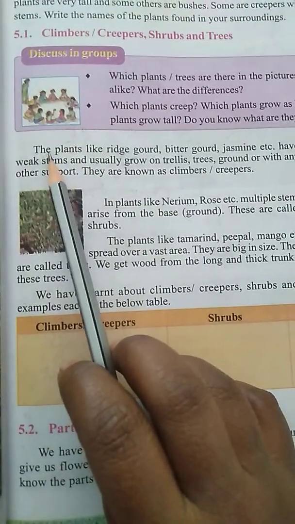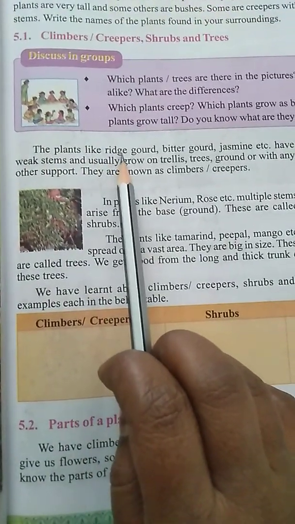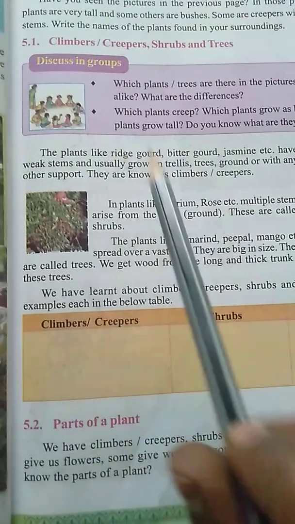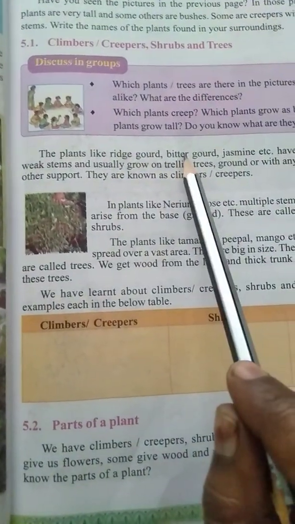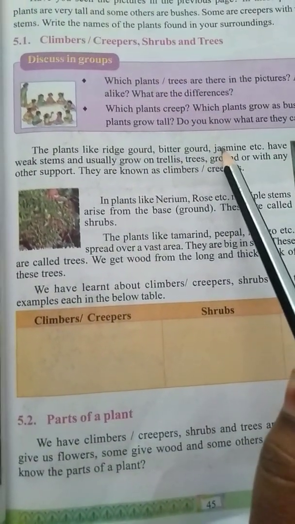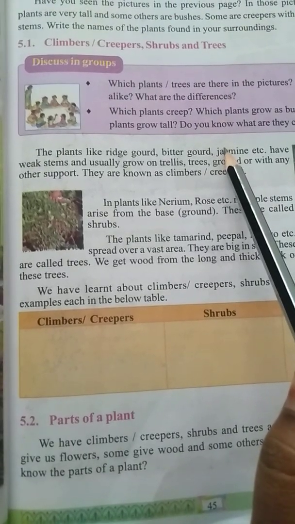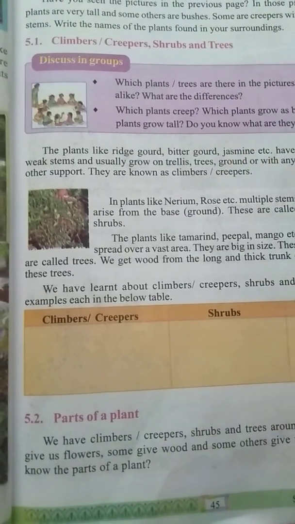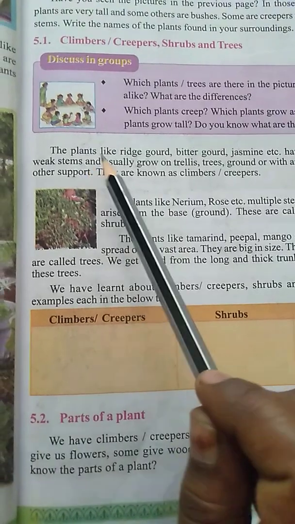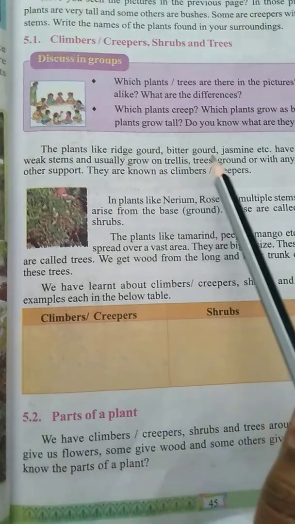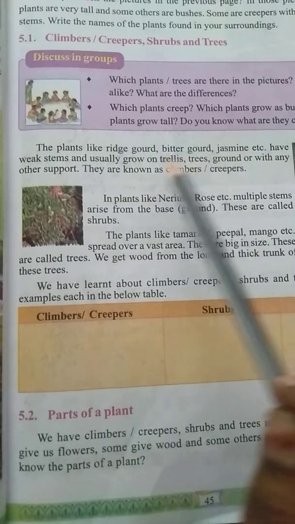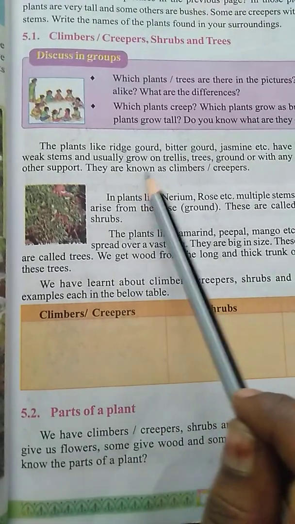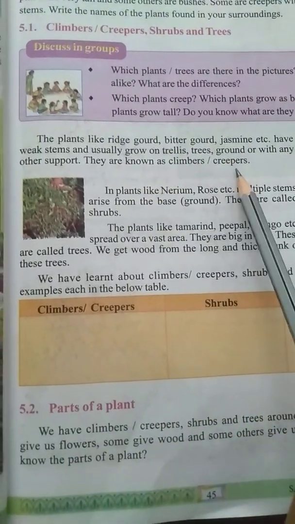Let's see down, all of you. See here the plants like ridge gourd. Ridge gourd means birakaya. Bitter gourd means kakarkaya. Jasmine, mallepulu, which gives a nice smell, etc. have weak stems and usually grow on the trellis, trees, ground or with any other support. They are known as climbers or creepers.